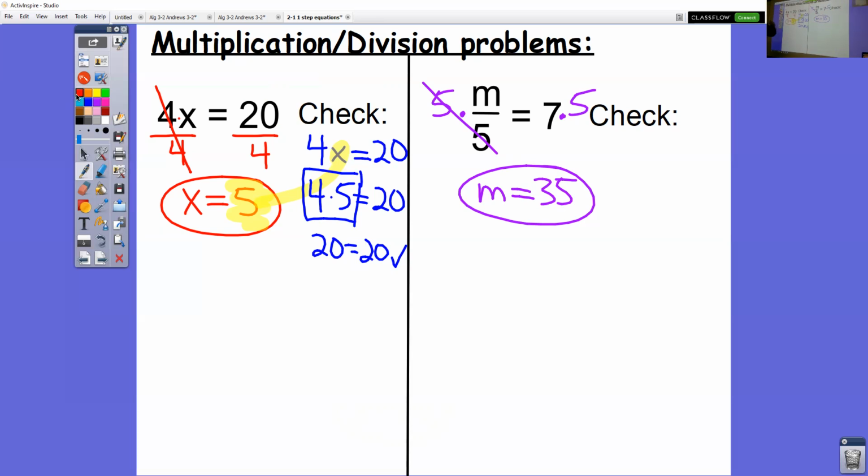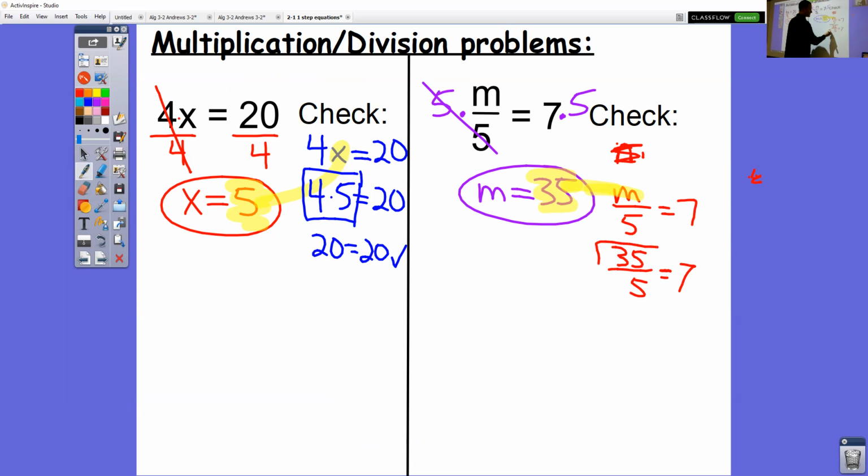I can check on this one as well by rewriting the question: m divided by 5 equals 7. Subbing in my answer, this time I'm going to take my 35 and sub it in there for m. So I have 35 divided by 5. 35 divided by 5 is 7 when you actually do this calculation. So 7 equals 7. If the two numbers match on the two sides, you know that it is the correct answer. Let's take a look at some more.